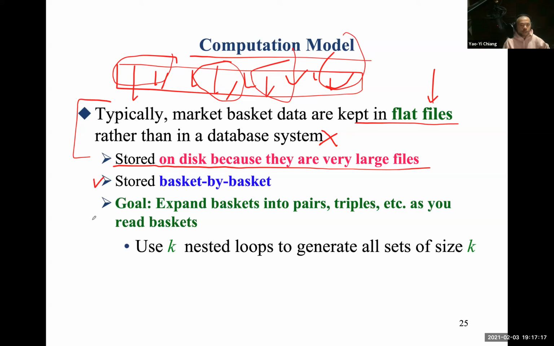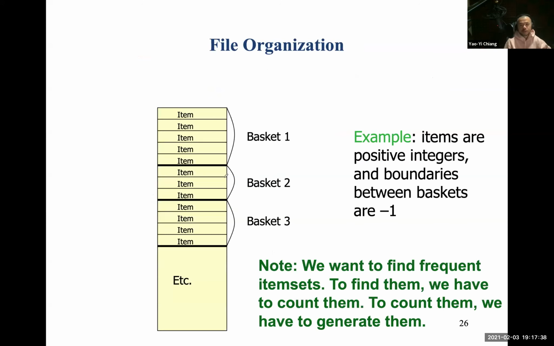And our goal would be to expand the baskets into pairs, triples, as you read them, so that you can count them. You will need a k-nested loop to generate all sets of size k. What does it mean? Let's look at next slides first, then I will explain that.